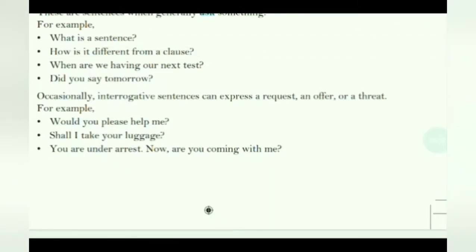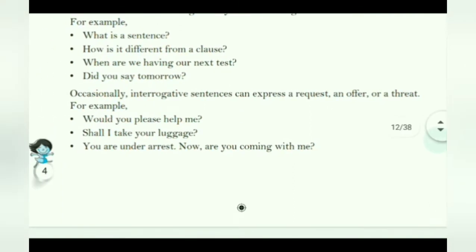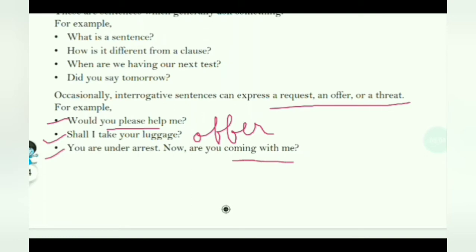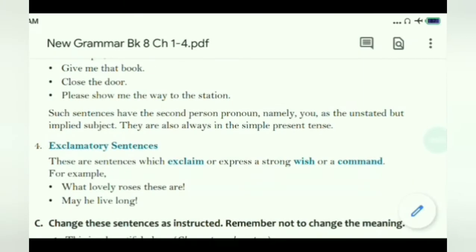Interrogative sentences occasionally are used to express a request, an offer, or a threat. For example, would you please help me? This is a request, as you may see in the word please. Next is, shall I take your luggage? So this is an offer. And, you are under arrest. Now, are you coming with me? This is a threat. Alright?